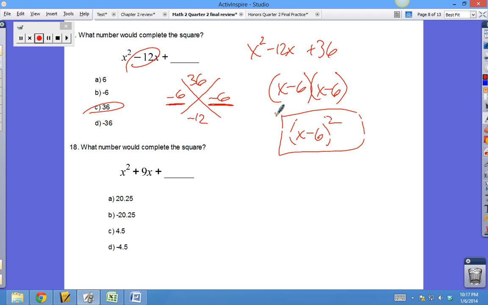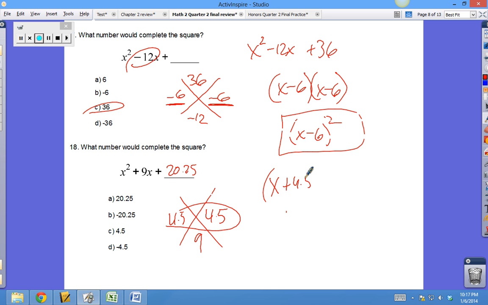Number 18. What number is going to add itself and give you 9? And the answer is 4.5 and 4.5. But what is 4.5 times 4.5? 4.5 times 4.5 is going to be 20.25. So when I factor it, it's going to be x plus 4.5 times x plus 4.5. And that is the same thing as x plus 4.5 squared.